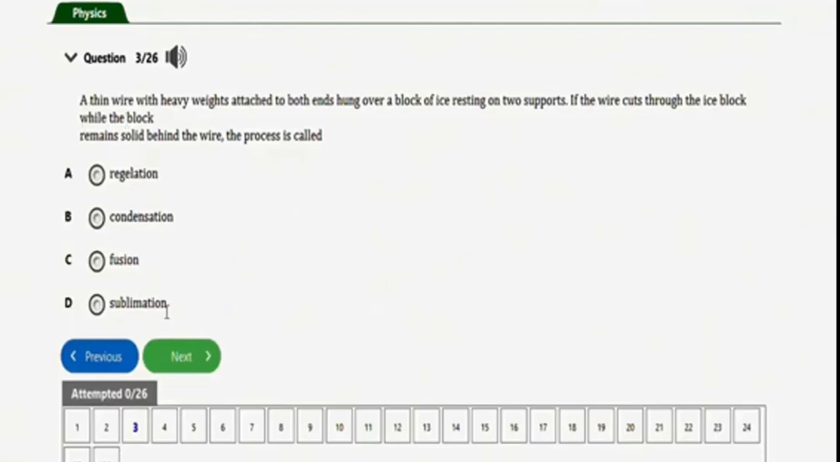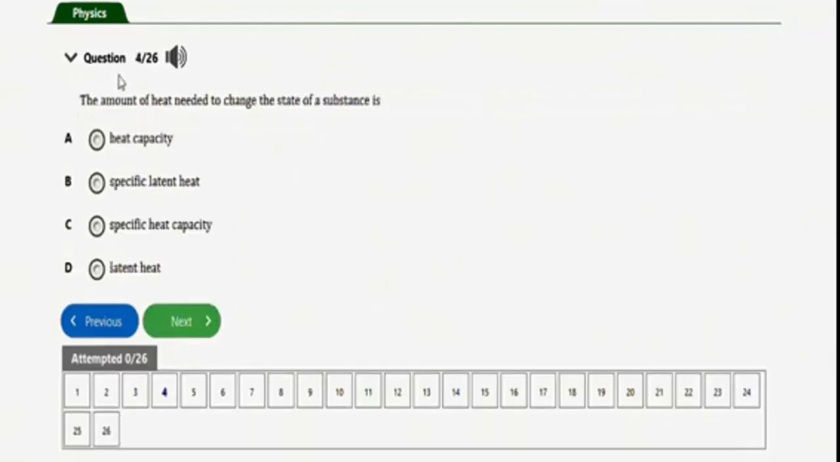Alright, next question is this one. It says the amount of heat needed to change the state of a substance is, we have option A, heat capacity, we have specific latent heat, we have specific heat capacity, we have latent heat. The correct option is option D, which is latent heat.